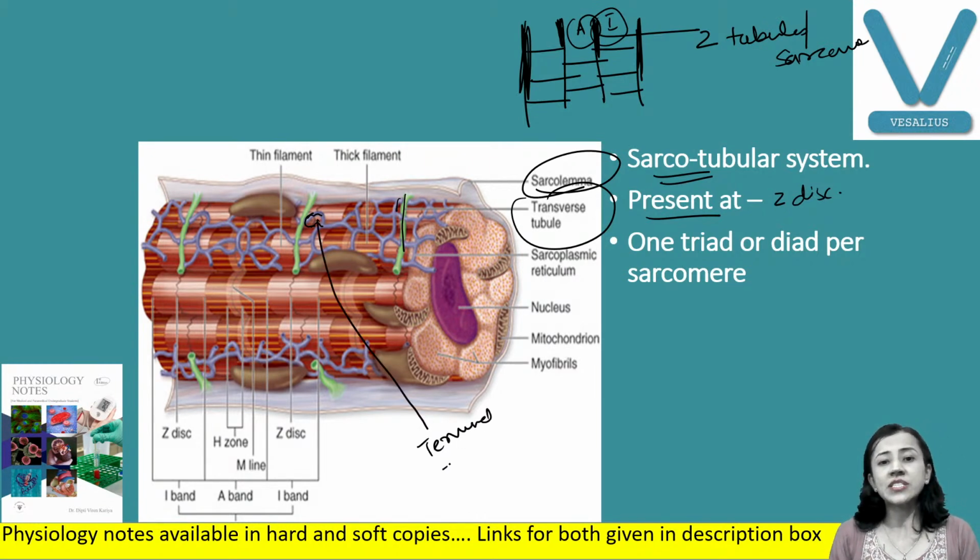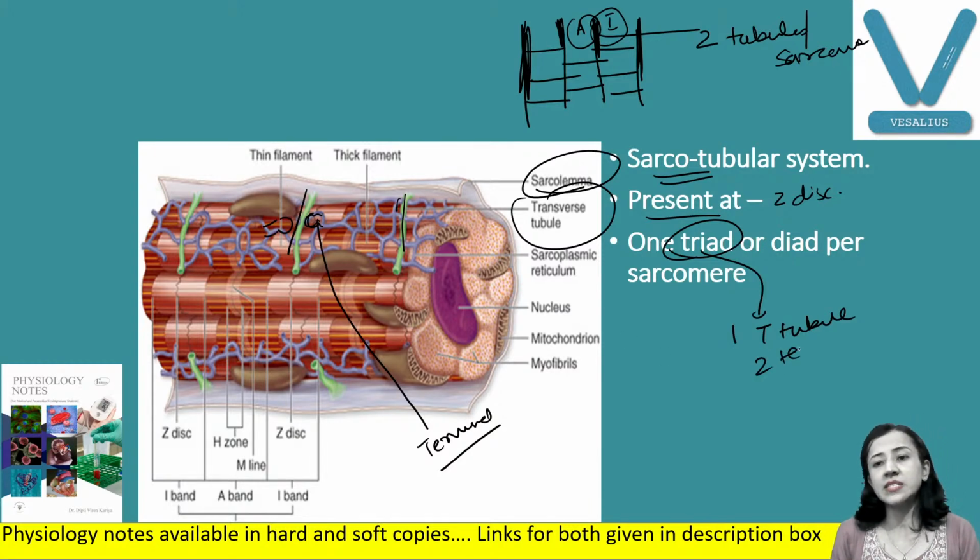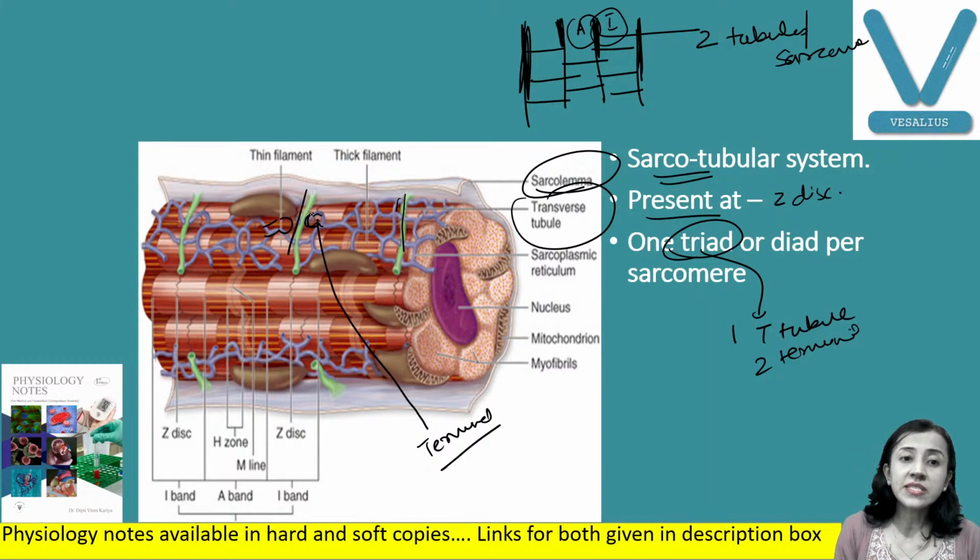So there is, you can say, a triad. Triad means it consists of one T tubule. You can see here, this is one T tubule and two terminal cisterns, one on this side and one on the other side. So two terminal cisterns. What is the terminal cistern? That is the dilated part of this L tubule. L tubule is nothing but the sarcoplasmic reticulum.